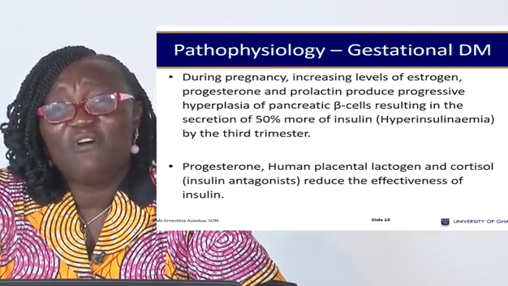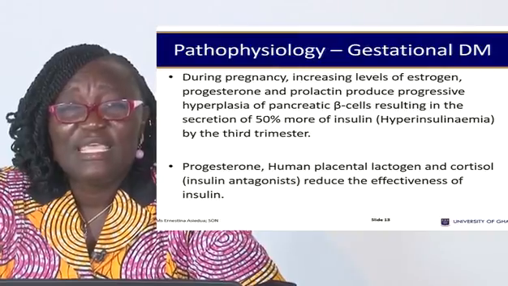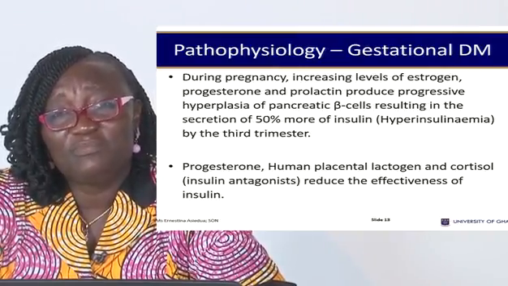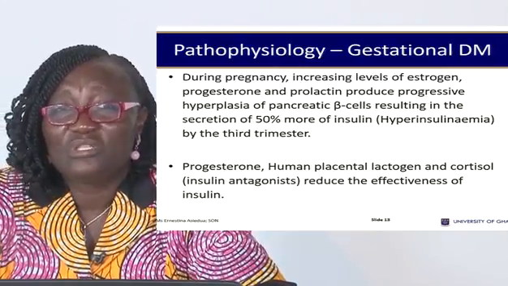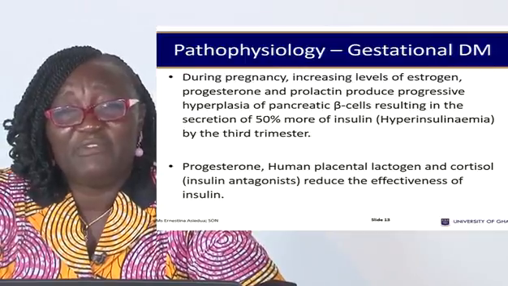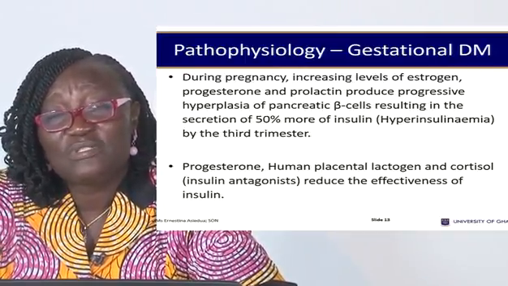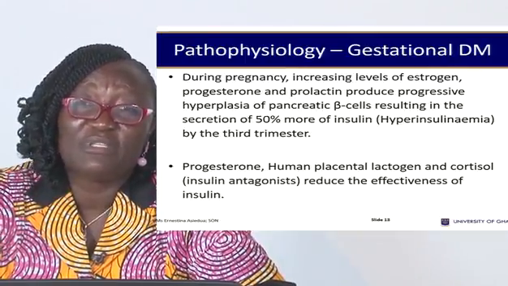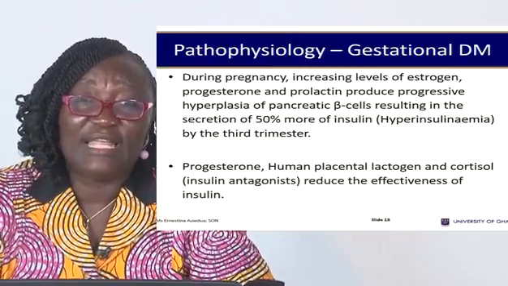Now, when the beta cells have been forced to increase insulin production to very high levels, other hormones in pregnancy, which are the human placental lactogen and cortisol, also fight against the glucose being absorbed very fast. Because of that, there is so much glucose that it can be found in the mother's blood, and she is diagnosed as having gestational diabetes.